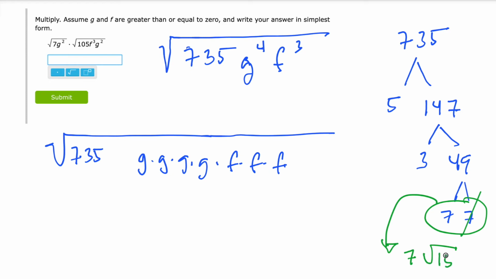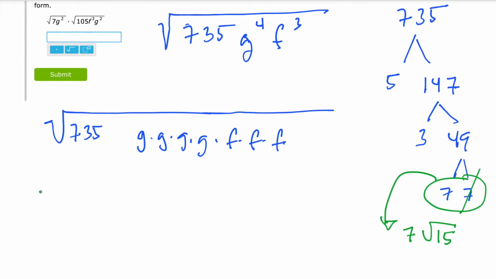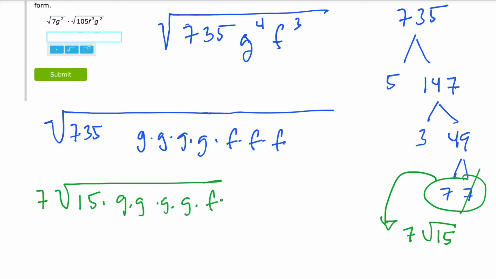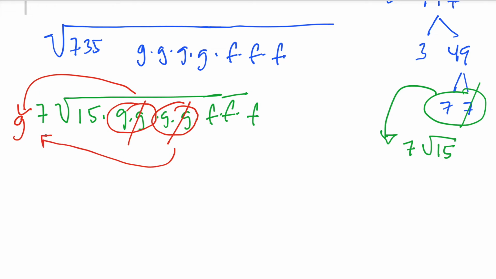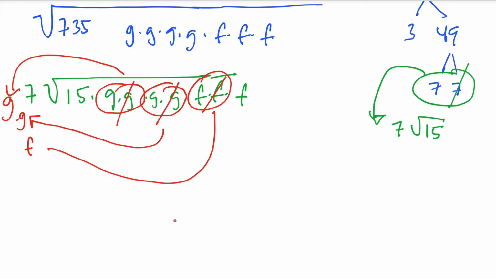Okay, so now we have 7 root 15 times g times g times g times g times f times f times f. So I'll show you the long way of doing this, and then we'll do a faster way. All right, so the long way: I got a buddy here. Cross, 1 comes out. These are my buddies. Cross, 1 comes out. And buddy here, cross, 1 comes out. And then you end up with 7.